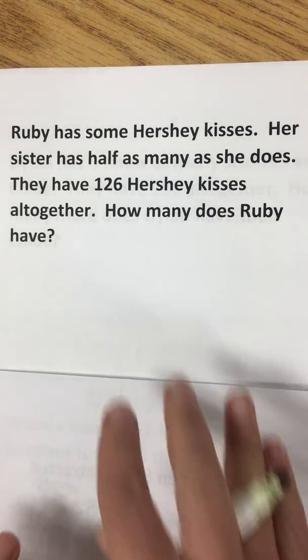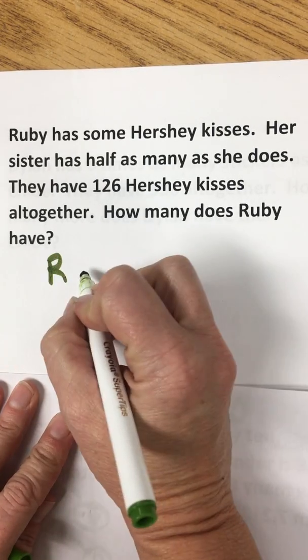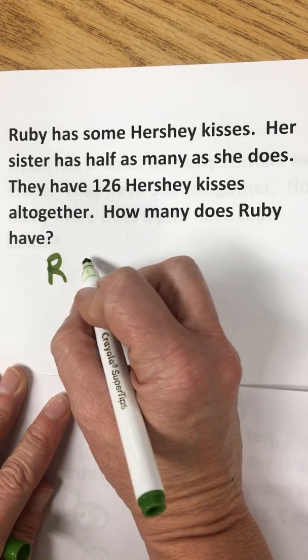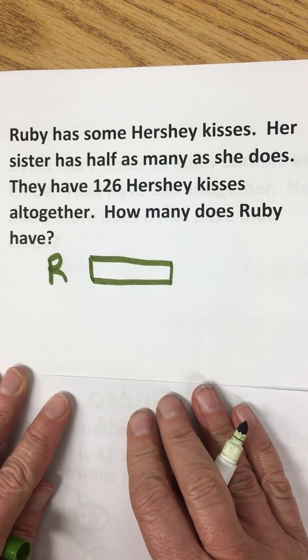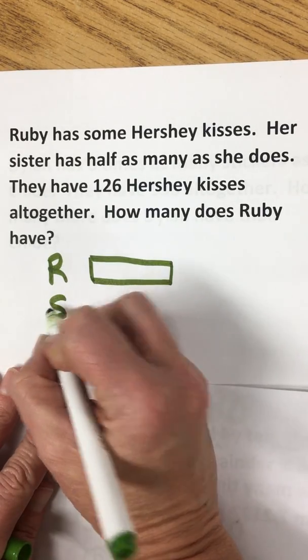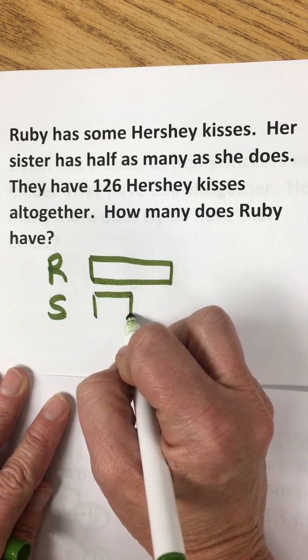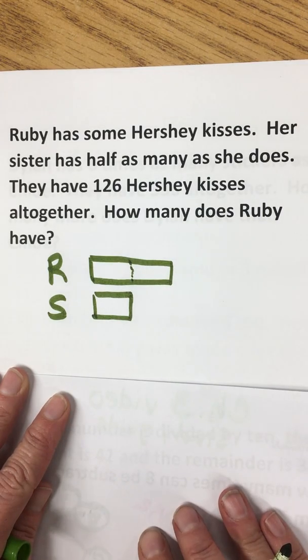A great way to solve for this is by using a bar model. So if we know that Ruby has, so I'm going to do R for Ruby. Ruby has some. We don't know how many, right? So I'm just going to draw a box. I don't know how many Ruby has. But we know her sister, so this is S for sister, has half as many as she does. So I'm going to try and draw my box being half as many as Ruby has.